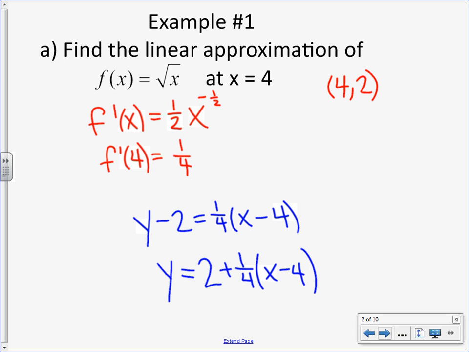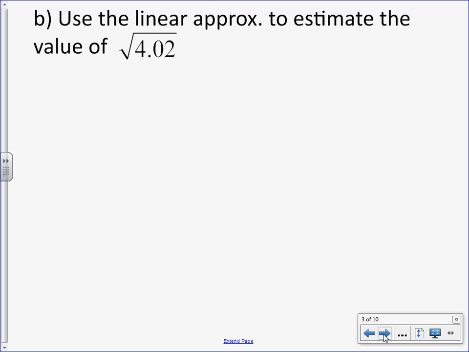Now what we're going to do with that is approximate the square root of 4.02. Without a calculator, do you know what the square root of 4.02 is? It was a nice try. Since we don't have a calculator, we are going to use the tangent line to approximate this.